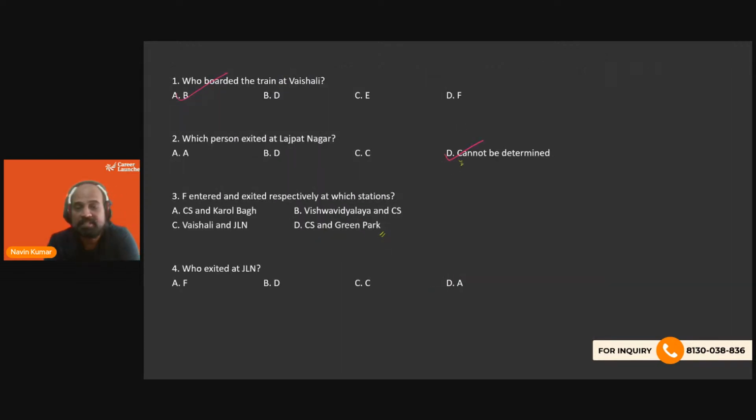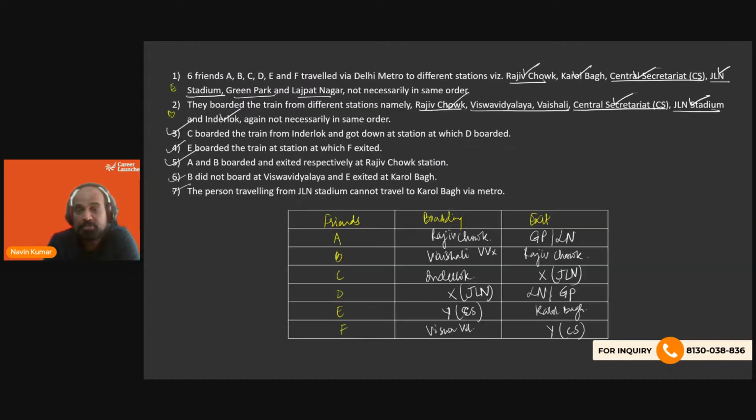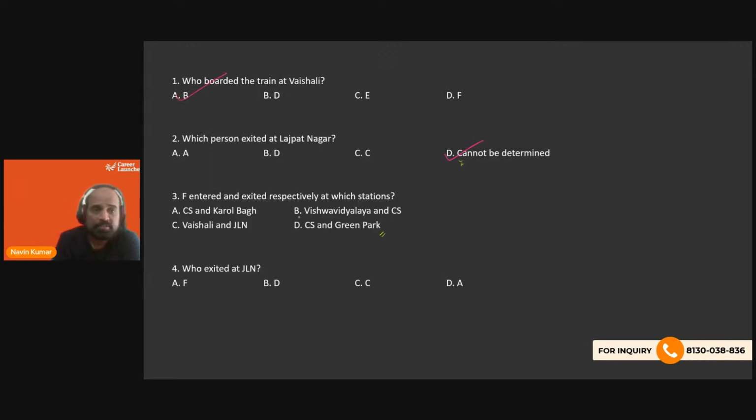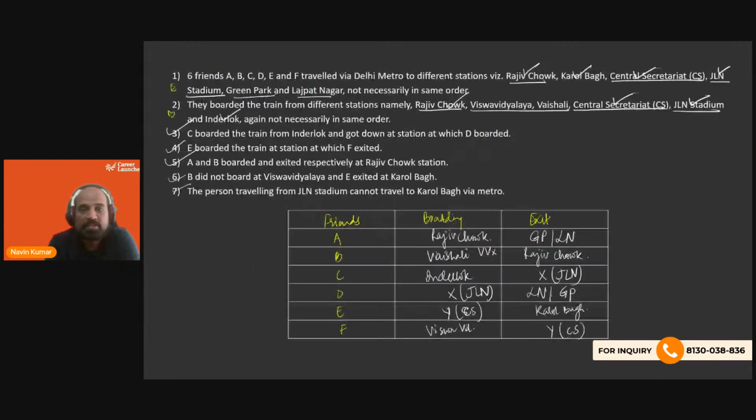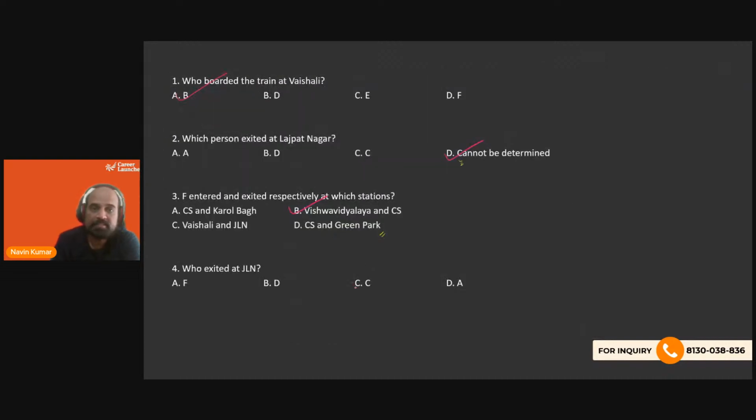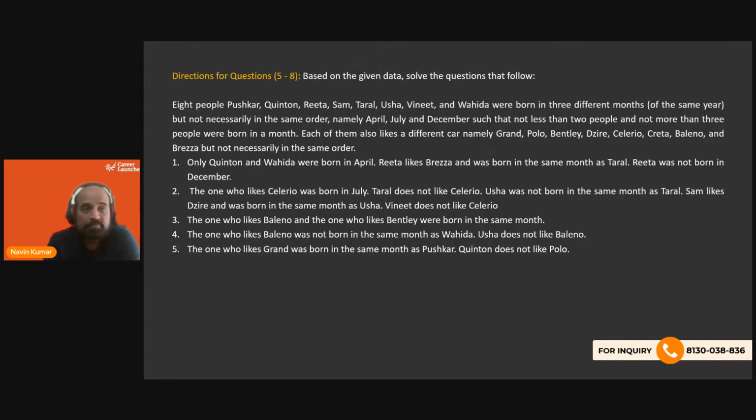F entered and exited station, respectively at which stations? So F entered at Vishwavidyalaya, exited at Central Secretariat. Who exited at JLN? So at JLN, it was C who exited there, and done. Right? Okay, let's look at the next set.